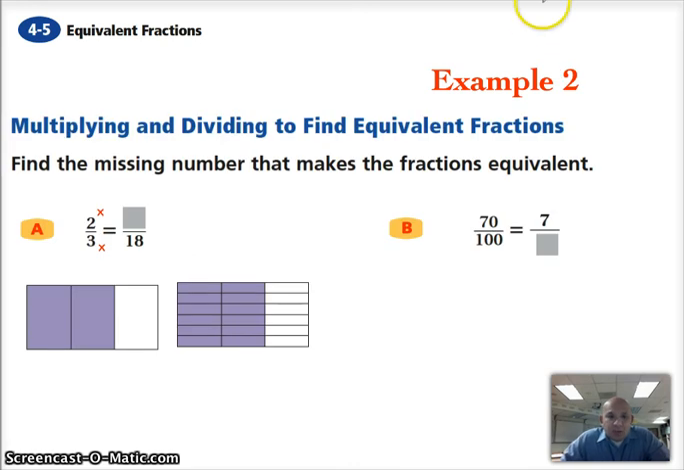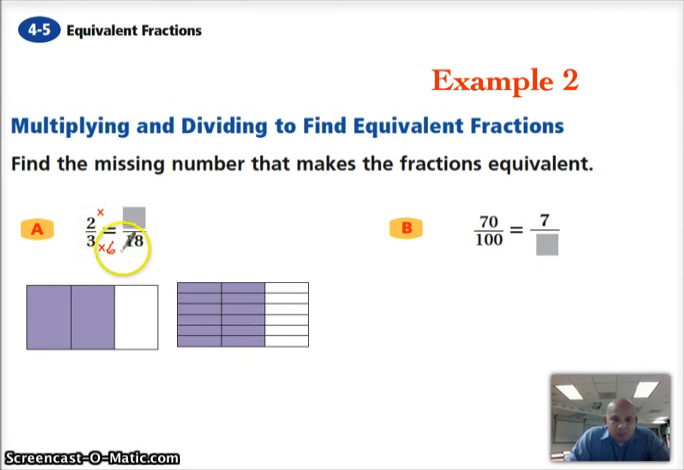Moving to multiplying and dividing to find equivalent fractions. Here it asks us to find the missing number that makes the fractions equivalent. Here we have a diagram that's 2/3. And we're translating that into 18ths. And you can see that this is 6 rows of 3, which is 18 parts or 18 pieces. Notice that the shaded in area, the purple area, is exactly the same. It's just been divided up differently. What did we do in order to go from a denominator of 3 to a denominator of 18? Well, we actually multiplied by 6.